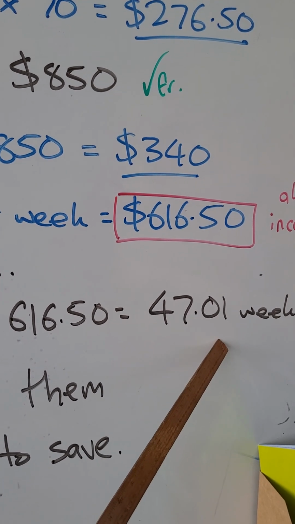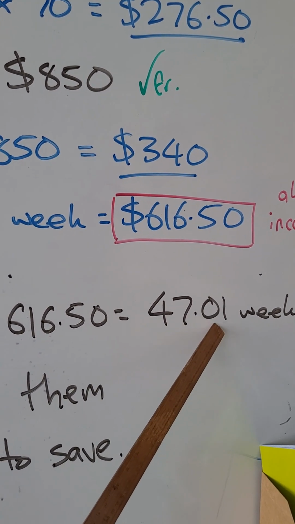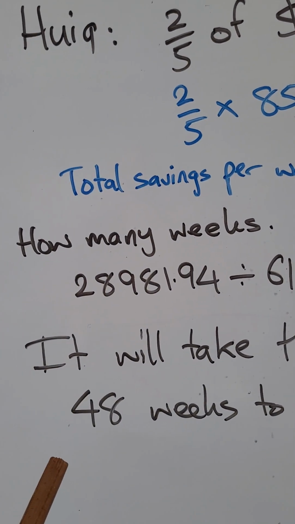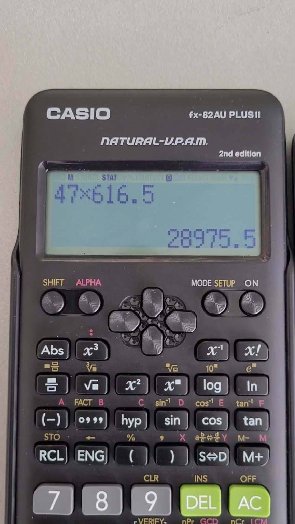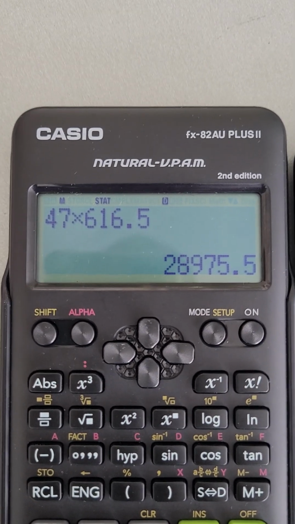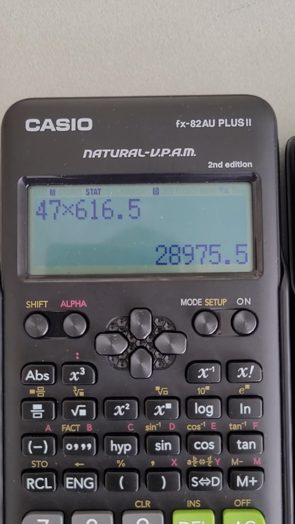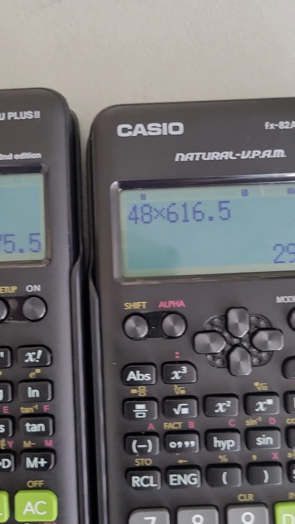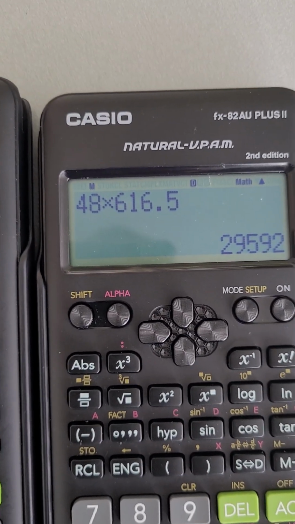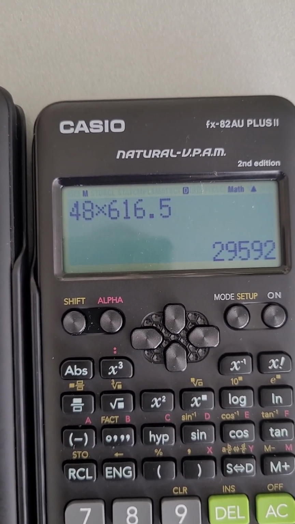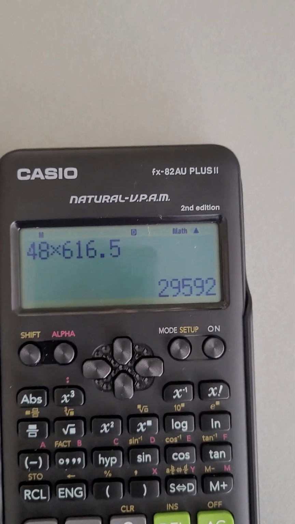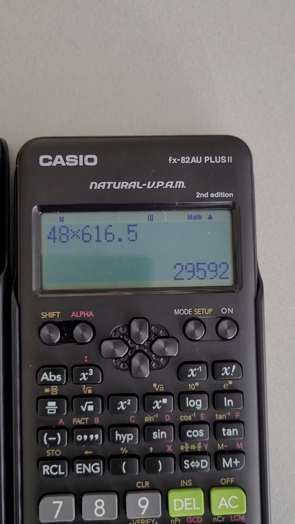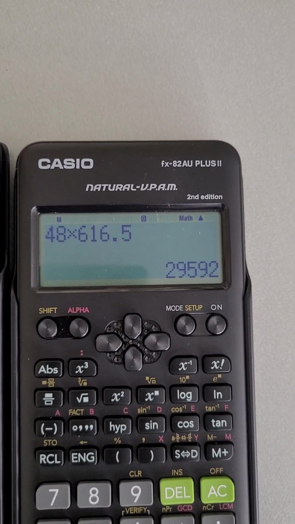Now, they only save once a week, right? So we're actually going to have to go up to 48 weeks, because if we look at 47 weeks, that's 28,975, which is not enough, whereas after 48 weeks of saving, they get 29,592, which is more than enough, which means they have some money left over. Maybe they can have some extra savings. Hurrah!